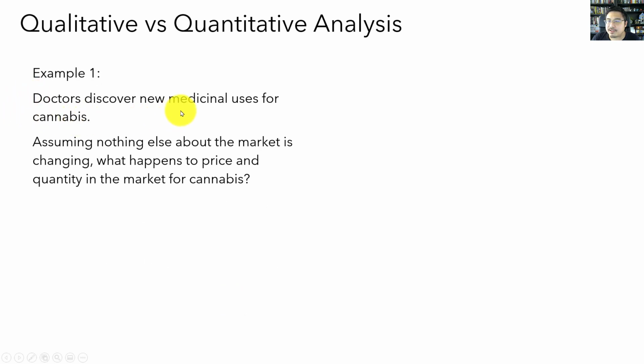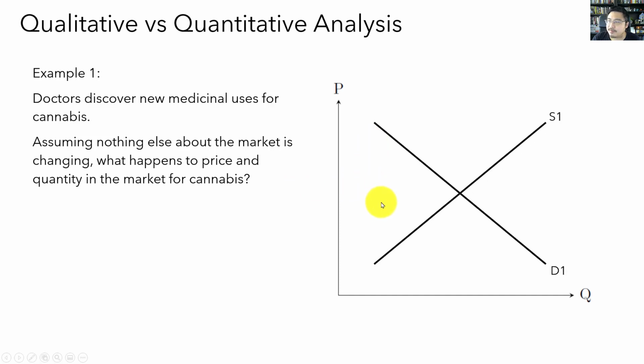So let's give an example of that. Suppose that doctors discover a new medicinal use for cannabis, and assuming that nothing else about the market is changing, what does this do to price and quantity in the cannabis market? All right, so to do this, we're going to start by drawing a generic supply and demand curve in the market for cannabis, okay?